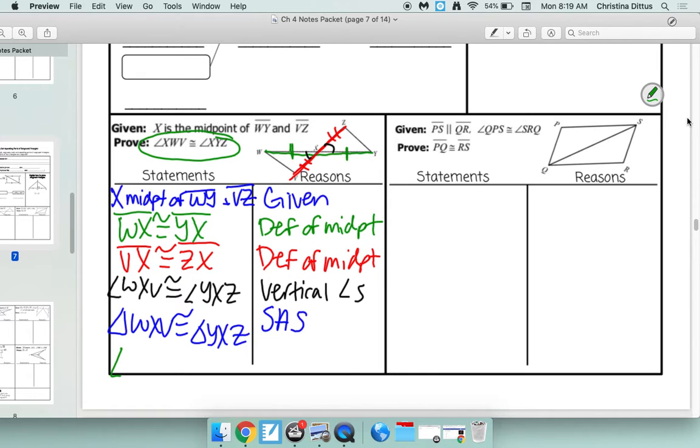Once triangles are congruent, you can say any part is congruent. So angle XWV is congruent to angle XYZ. Because why? CPCTC. See, it's kind of fun to say, no? CPCTC? I think so. Break this down.